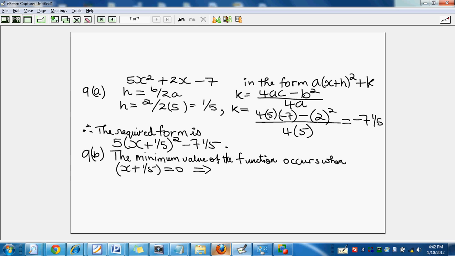Which implies that 5 by 0 squared minus 7 and 1/5 will be equal to y. Because remember, we're saying x plus a fifth is equal to 0. This part is 0. And if you work that out, then you get y is equal to minus 7 and 1/5.